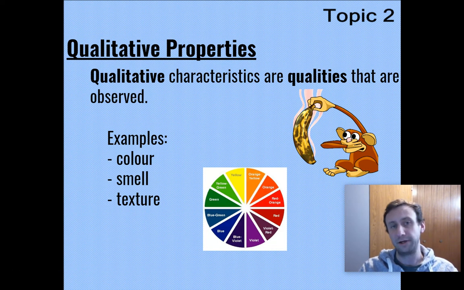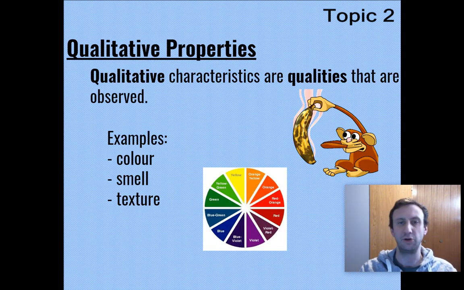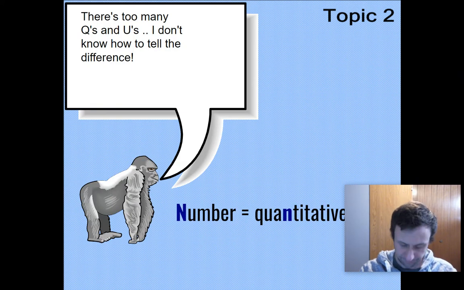Qualitative properties are qualities. If you look at the root words of these, that's important. When I look at quantitative, quantity is the root word. Qualitative, it's qualities. So qualitative characteristics are qualities that are observed. Examples: color, smell, texture. These are all things that I can just talk about and observe as qualities without an instrument or a number attached to it.